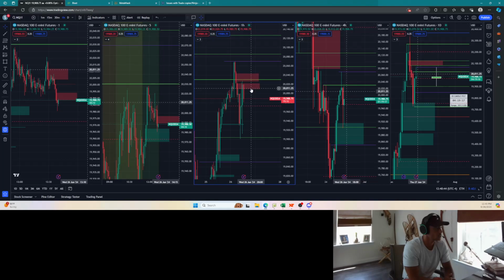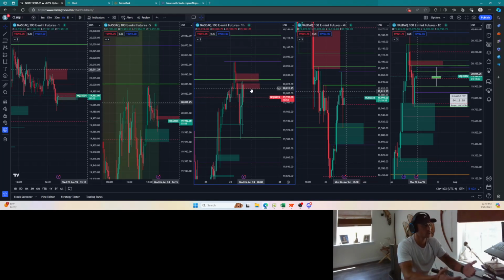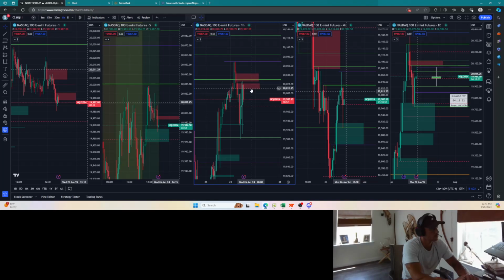But I basically make a plan every day, and my daily plan a lot of times coincides with my weekly idea, but I make a plan every day based on where price opens up and where price is in the morning. And then like I said, I predetermine where I want to enter the market. If it doesn't hit those areas, I don't take a trade, right?